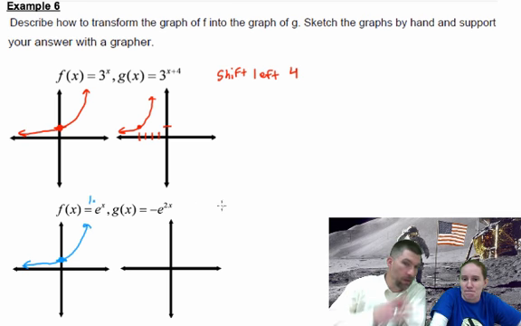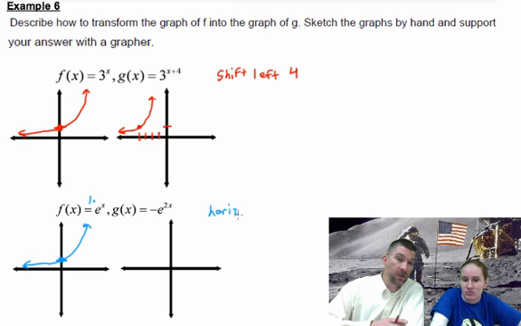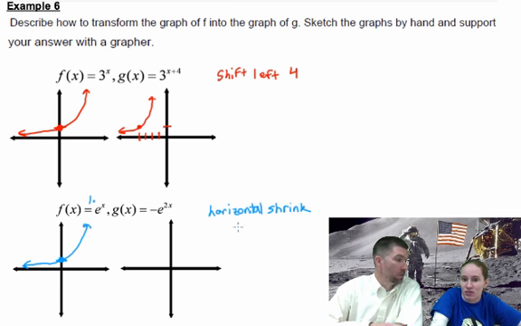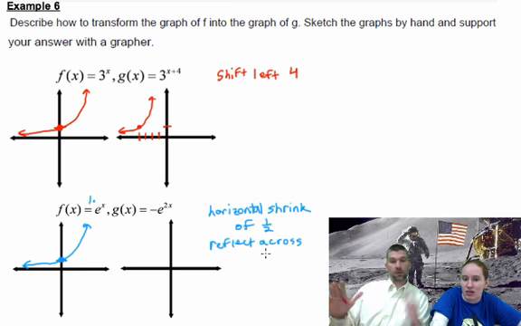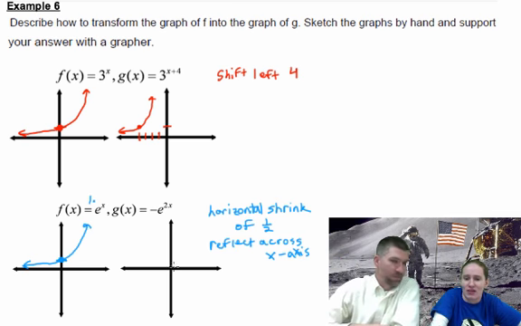Negative e to the 2x. There are 2 things in there. So what about inside of our exponent? That's going to give us not a stretch, but a horizontal shrink by a factor of 2, or 1/2. And the negative in front is a reflection over the x-axis. If we have a horizontal shrink, we're squeezing it like this, which means it's going to grow like this.